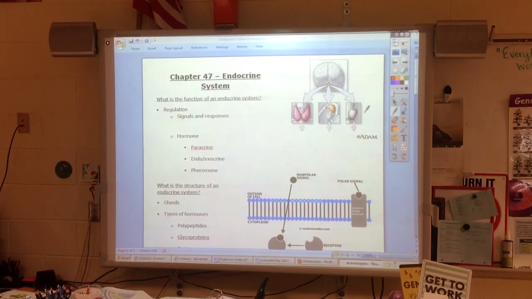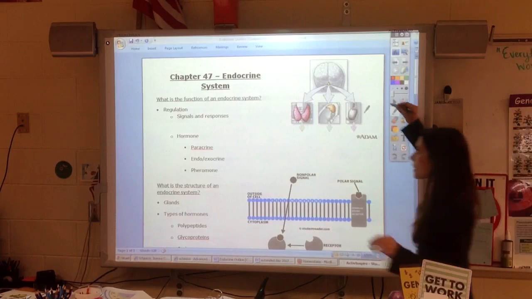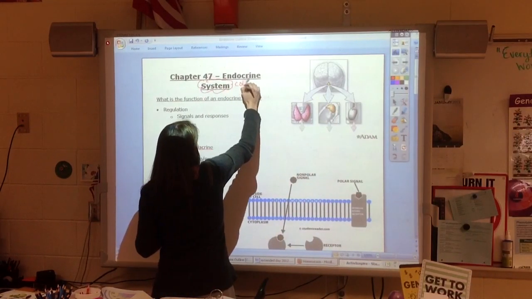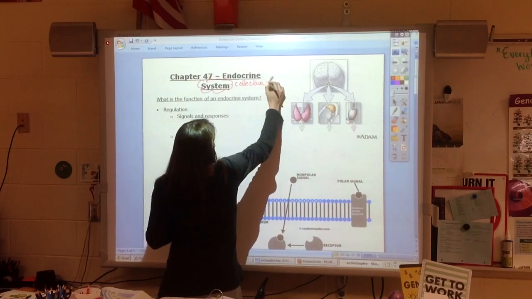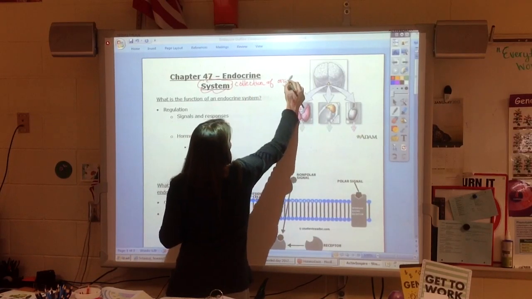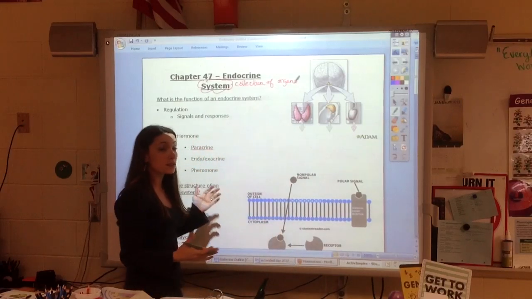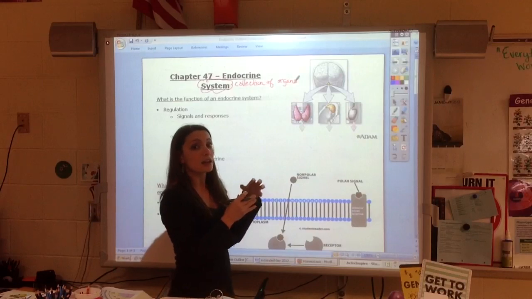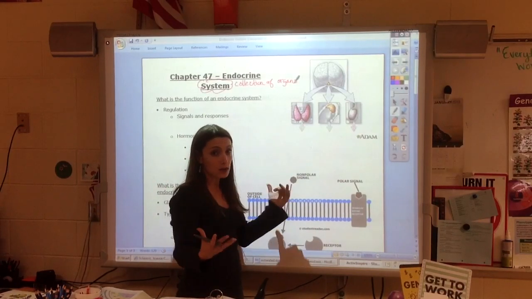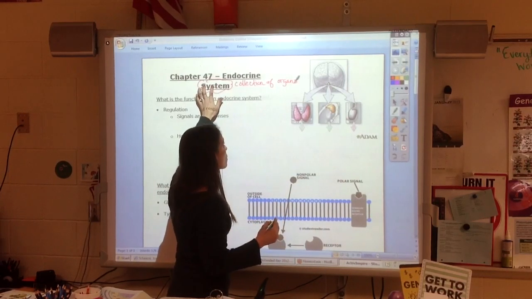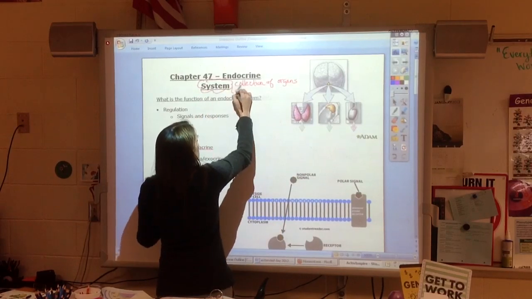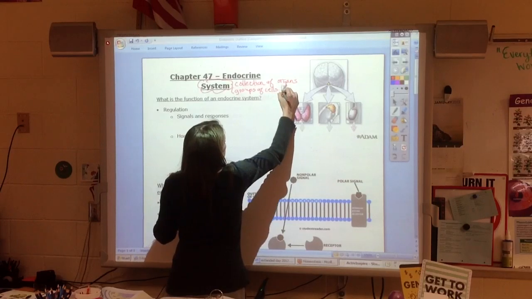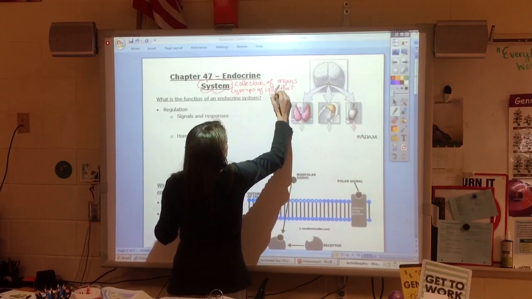The endocrine system. Anytime we talk about a system, we're really talking about a collection of organs. And really what a collection of organs is, is a collection of cells or tissues, and tissues are just a collection of cells. So when we look at a system, we're looking at basically groups of cells that interact.